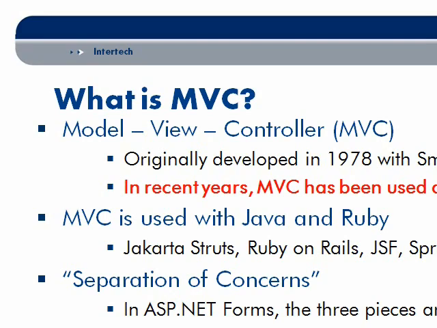In recent years, though, MVC has been used as a web framework. Primarily, though, before it was introduced with ASP.NET, it was used by Java developers. Java developers and Ruby developers have used it with, as it shows here, Jakarta Struts. They were the first one to come up with the MVC, but then Ruby on Rails, JSF, Spring, and some other frameworks as well also supported MVC for creating web applications.